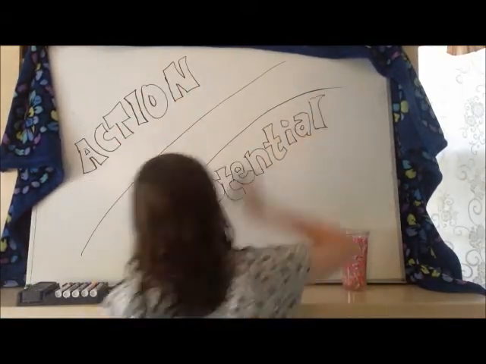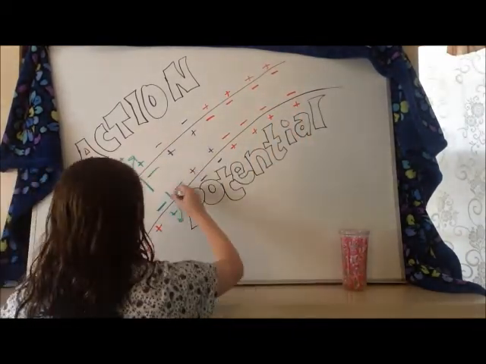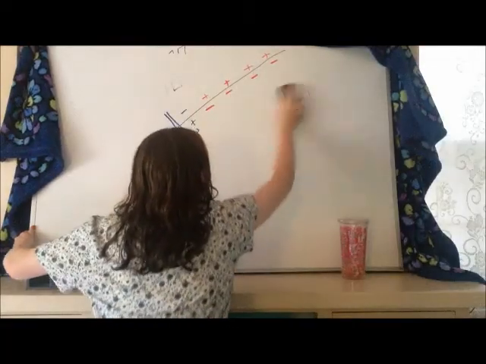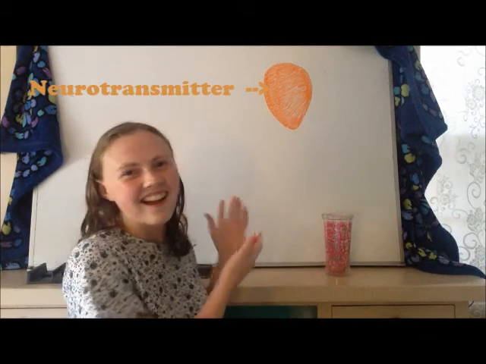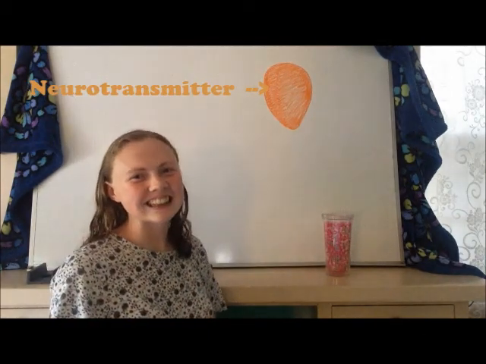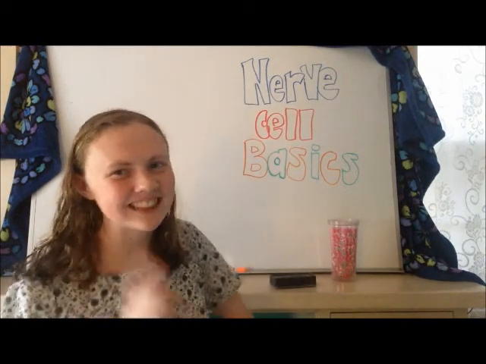Today we're going to be going over action potential, which is the passage of an electrical impulse along the membrane of a nerve cell. Oh, there's the neurotransmitter telling our cells it's time to get started. Before we dive in, we have to cover a few nerve cell basics.